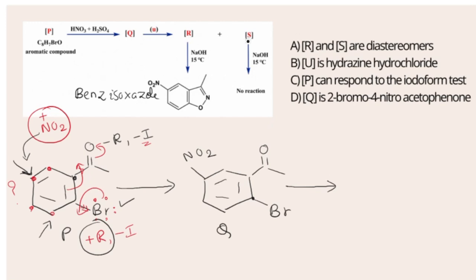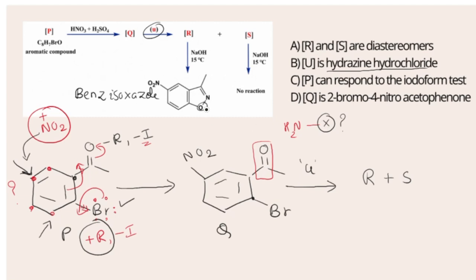We are getting two products R and S upon treating with molecule U. And what is this molecule U? Could it be hydrazine hydrochloride? How do we know that? Check the final product, benzisoxazole. See, there is a nitrogen and oxygen. So that means this ketone is undergoing condensation with some nitrogen containing molecule. But what this X part is, we don't know, because oxygen is gone and it's forming a carbon nitrogen double bond.